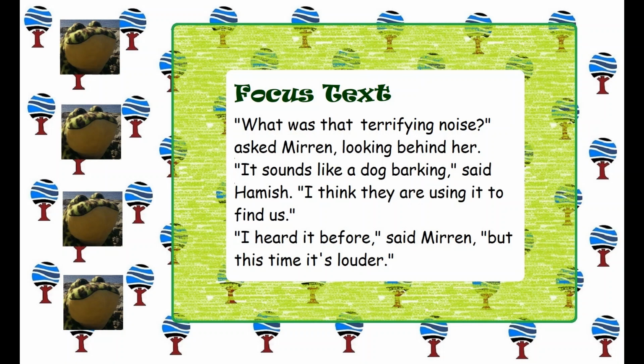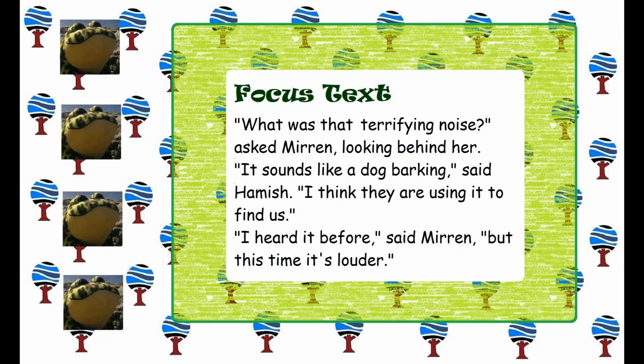We've got two characters, Mirren and Hamish, and they are having a talk about something. "What was that terrifying noise?" asked Mirren, looking behind her. "It sounds like a dog barking," said Hamish. "I think they're using it to find us." "I heard it before," said Mirren, "but this time it's louder."